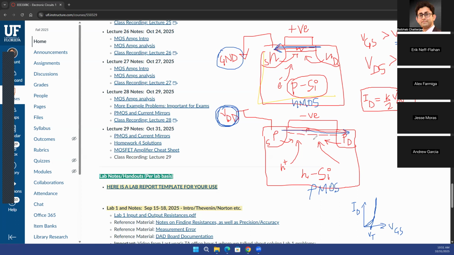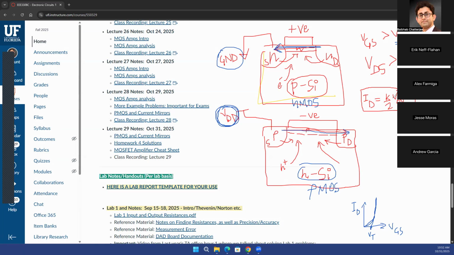Similarly, for the PMOS, you want the channel to become P-type, but originally you started with an N-type silicon, so the channel was N-type. So you want to have as many holes in the channel as the number of electrons that were originally present in the channel. And you want to do that by application of a negative voltage at the gate. So your threshold voltage in this case is going to be negative.